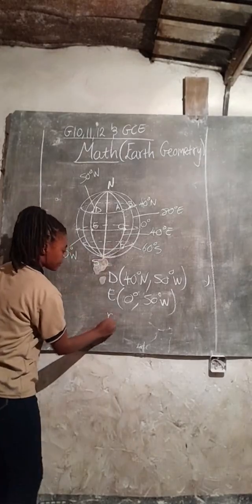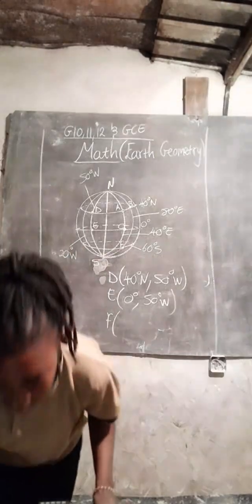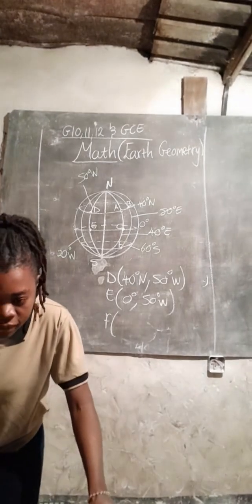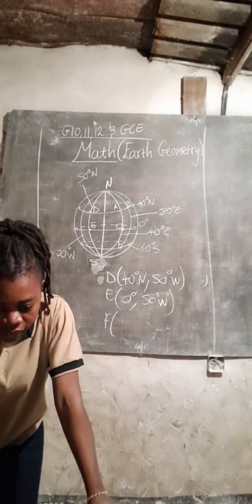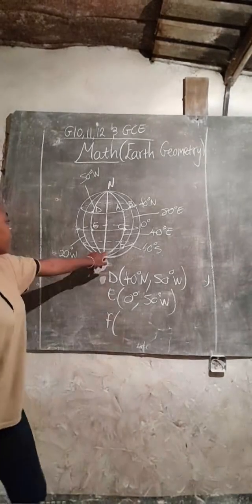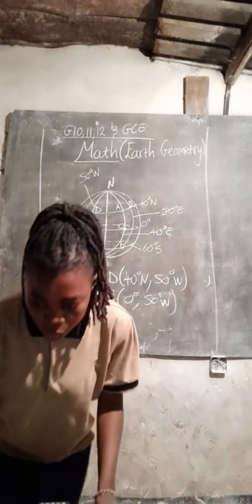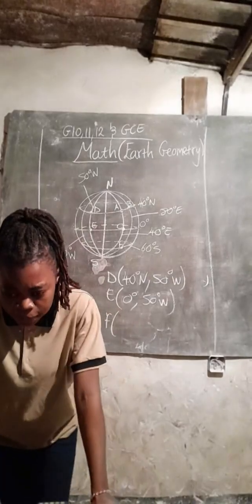The last one is what? F. F, ladies and gentlemen, 0 degrees 50 west. Yes. So now we're on F. F will be what? F is this point here. It is on what latitude and what longitude?